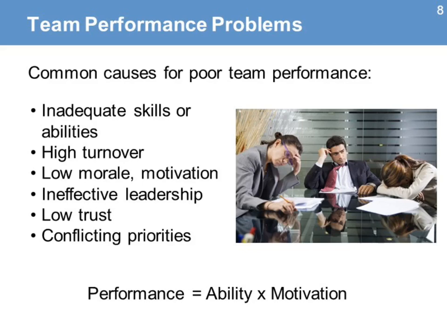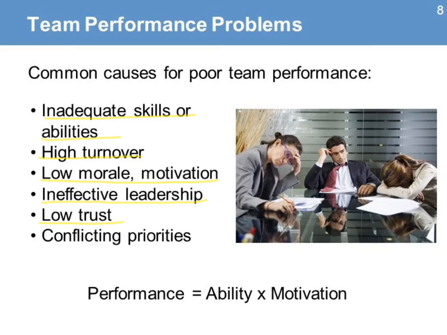Here are some of the most common causes for poor team performance. The first one is inadequate skills or abilities. The team members don't have the level of skills required by the project. There is high turnover. Team members leave the project and new people join, which disrupts the level of performance. There is low morale and motivation caused by many factors such as low pay or excessive work. Ineffective leadership from the project manager or senior managers.